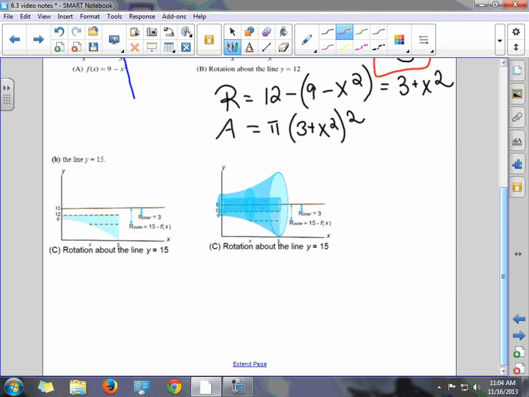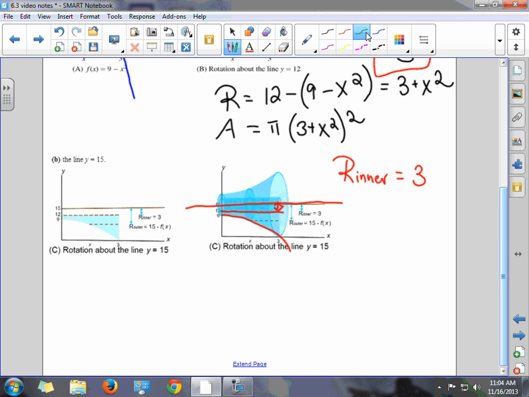Now we're rotating about the line y equals 15, which gives me this hole right here in the middle, since I'm still looking between the curves y equals 12 and y equals 9 minus x squared. So my hole is just a cylinder of radius 3. Instead of trying to create some big fancy function for that, I'm just going to say my r inner is equal to 3. And now let's think about the r outer.